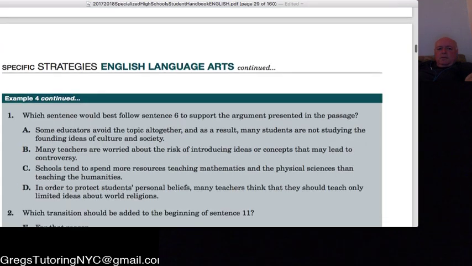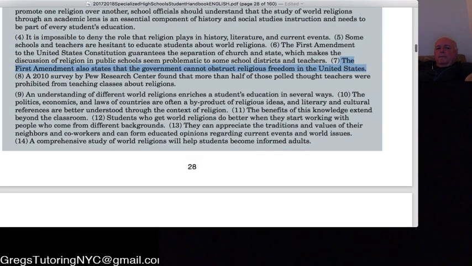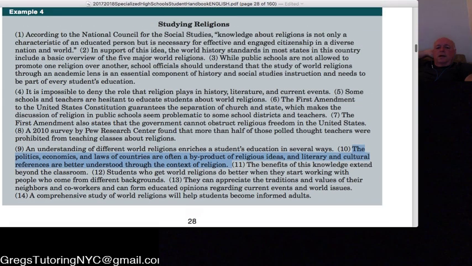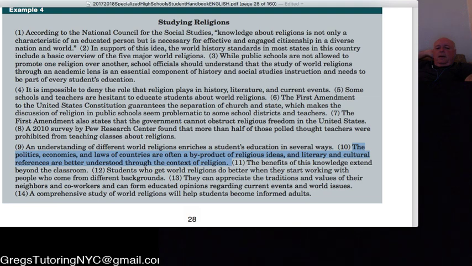Sentence number 10. Where is 10? Okay, an understanding of different religions enriches a student's education in several ways. The politics, economics, and laws of countries are often a byproduct of religious ideas, and literary and cultural references are better understood through the context of religion. That's what the title of the paragraph is about, and that's what the whole paragraph is about. So it's not there.